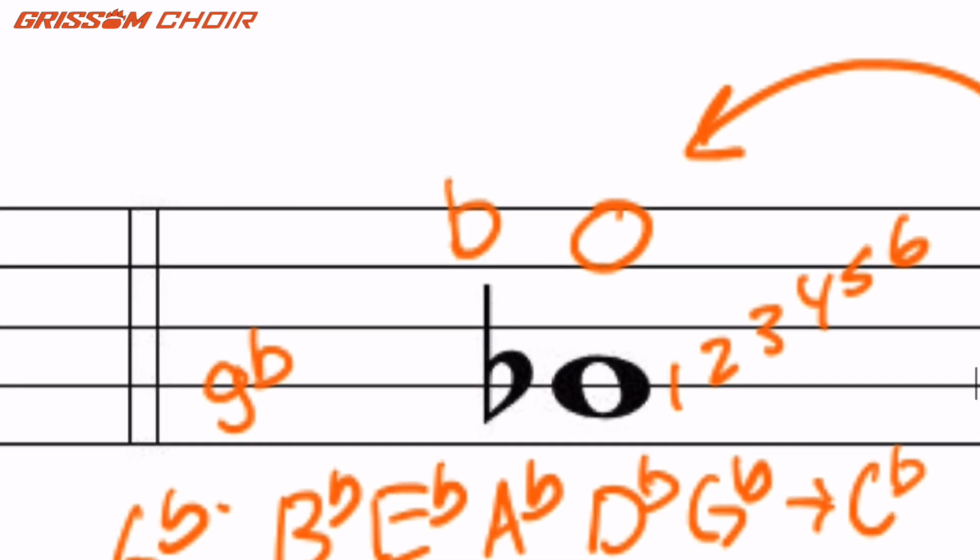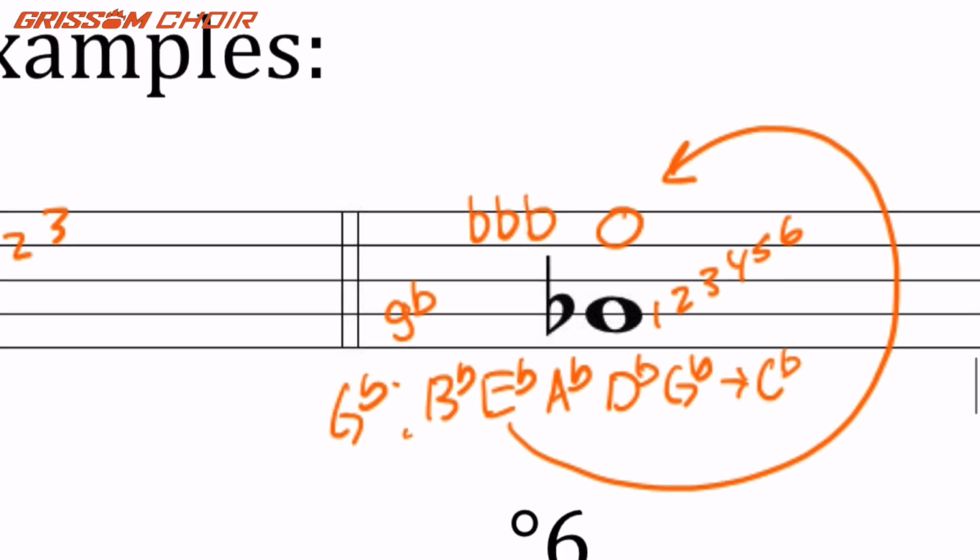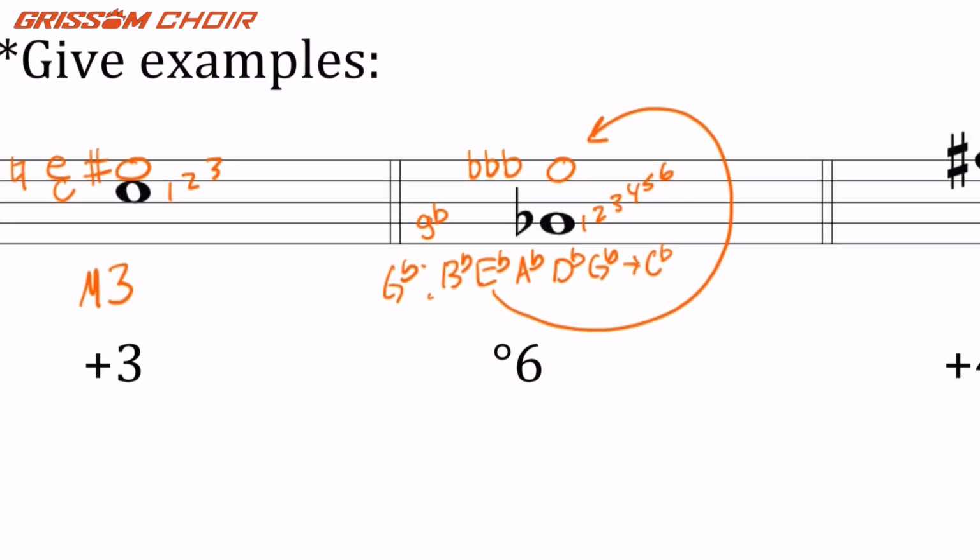Since it's already flat, we're going to lower it by 1 half step to get E double flat, and then to get it diminished, we put another flat next to it to make it E triple flat. So a diminished sixth above G flat is E triple flat.